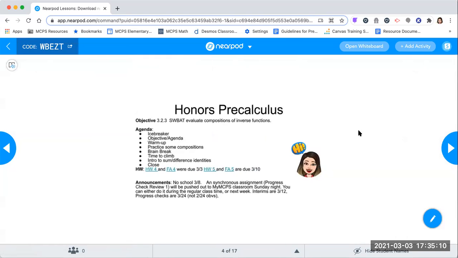All right, so here's what we're doing in this lesson. We have evaluating compositions of inverse functions. We've looked at the graph, we've restricted the domain, and now we are going to look at evaluating composition functions. So we have our icebreaker, the objective, agenda, and warm up. We're going to practice some compositions. We'll take a brain break. If you're watching this video asynchronously, you won't be able to participate in the time to climb, but that's what we're doing in class. And then we have the intro to sum and difference identities, and then we'll close.